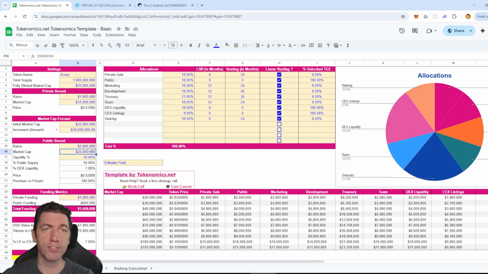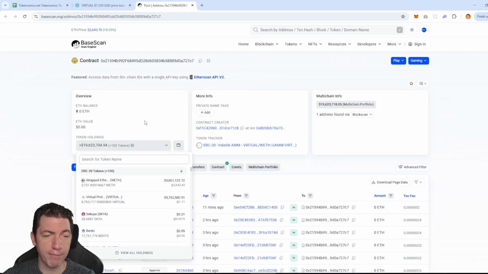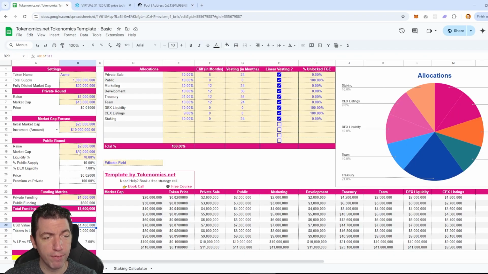Okay, now let's look at this right here and resolve that. First of all, you can see it says raise $2 million, and our market cap is $20 million. So if we raise all this money and say we're going to take 70% of that and put it inside of our liquidity pool, that would mean our liquidity pool would have $1.4 million inside of it when it was live, and our fully diluted valuation would be $20 million. Now, what I'll also say is this is too much money.